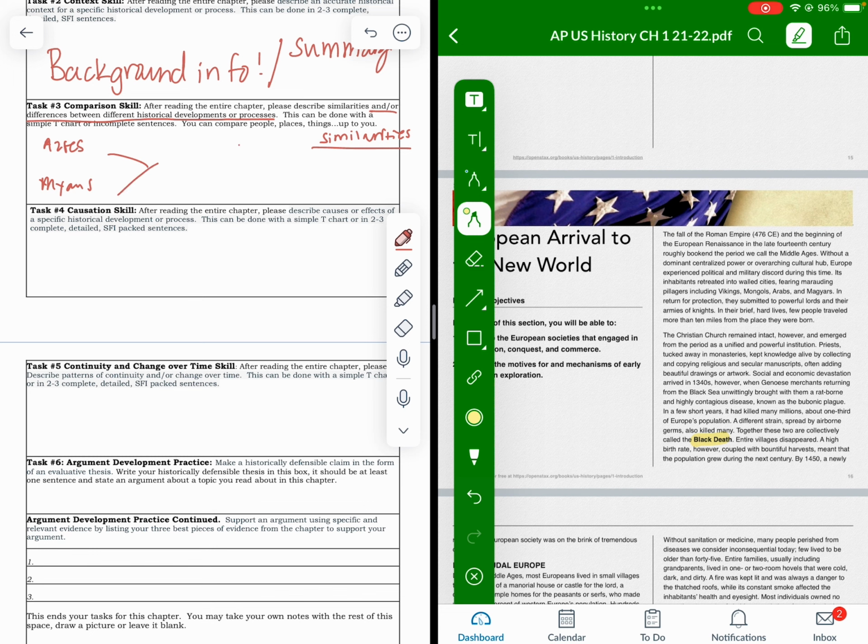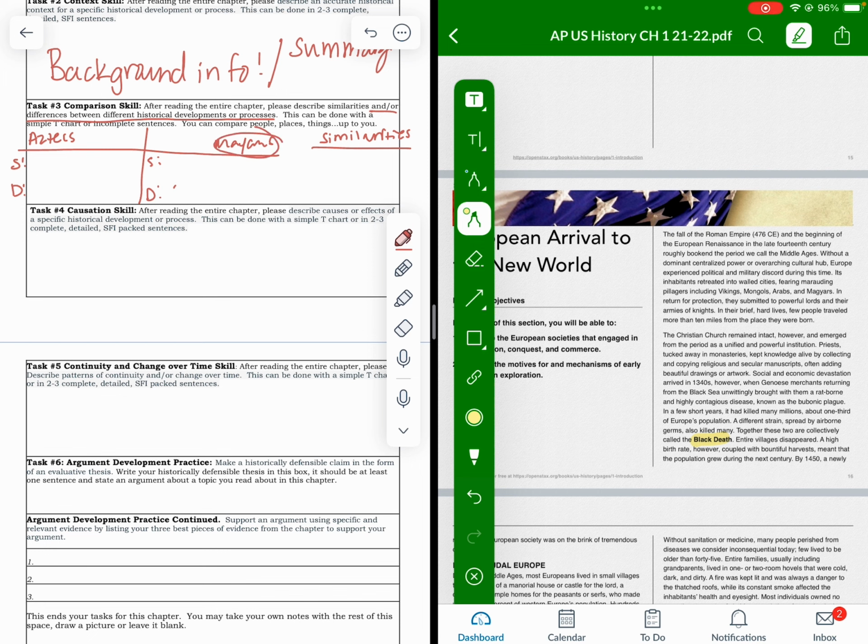Or if you're doing differences, you can do it in a T-chart. Here's your Aztecs, here's your Mayans. Or if you want to practice being complex, you can give both similarities and differences. And if you do go that route, then you would put Aztecs, Mayans. You're going to go like this, and you'll say, okay, similarities, and then differences, and you'll put both.